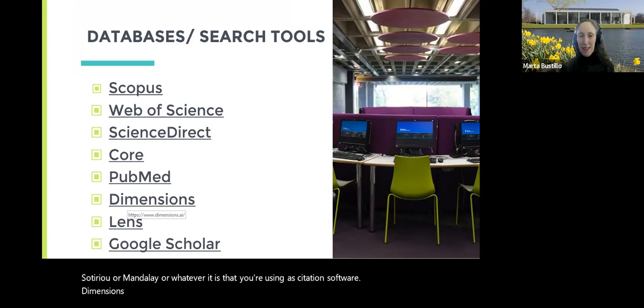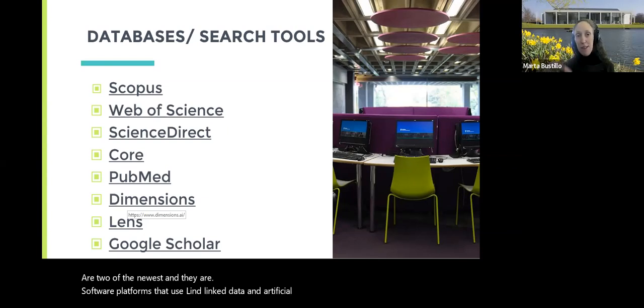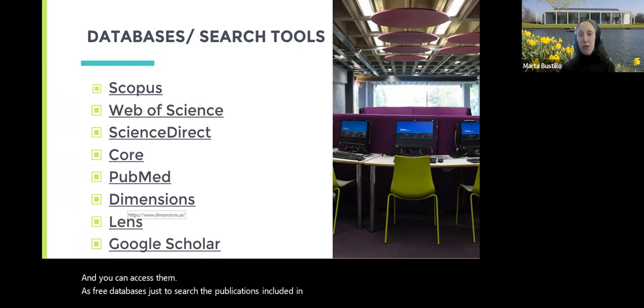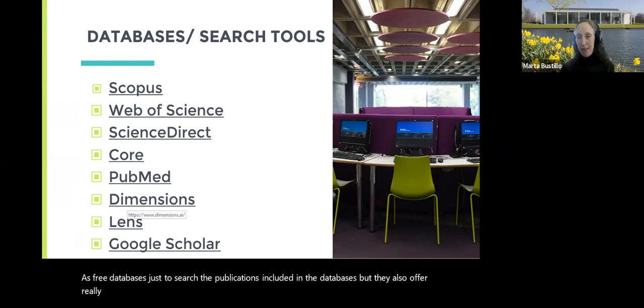Dimensions and Lens are two of the newest, and they are software platforms that use linked data and artificial intelligence to harvest material from core and other sources of scholarly publications. And you can access them as free databases just to search the publications included in the databases, but they also offer really specialized data services that require a subscription fee. And I'll show one of them to you later.